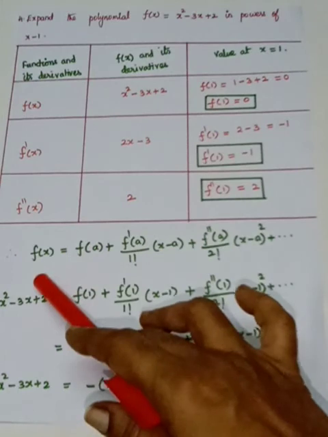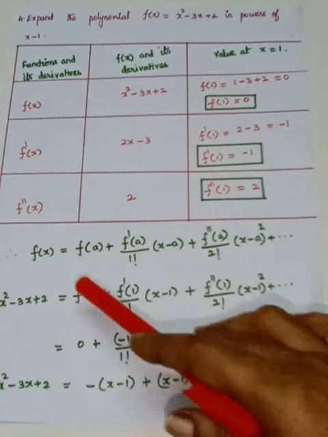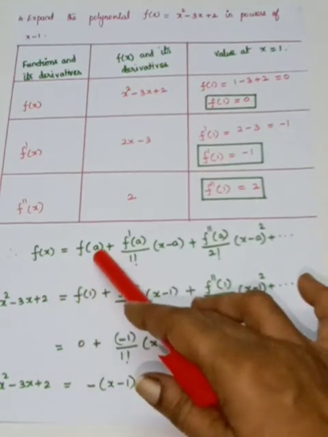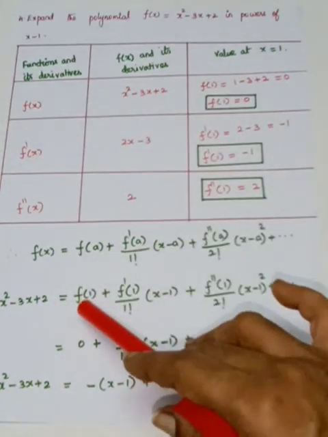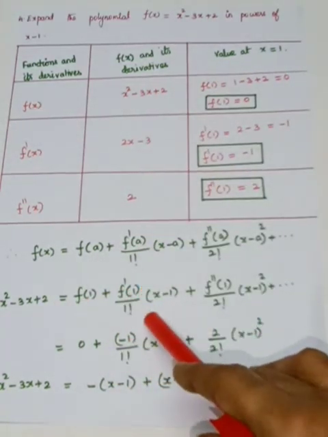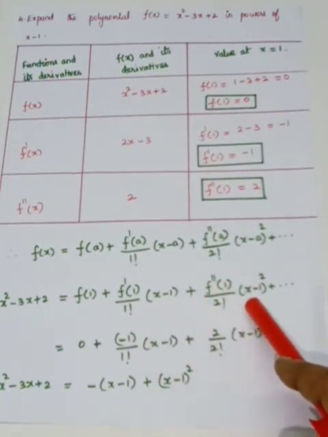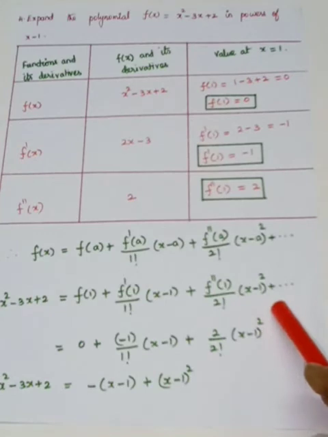Okay, so you have to substitute in the formula. So f of x is what? x squared minus 3x plus 2. In the place of a, here you are having 1. So f of 1 plus f dash of 1 by 1 factorial into x minus 1 plus f double dash of 1 by 2 factorial into x minus 1 the whole square plus etc. I have written the formula.